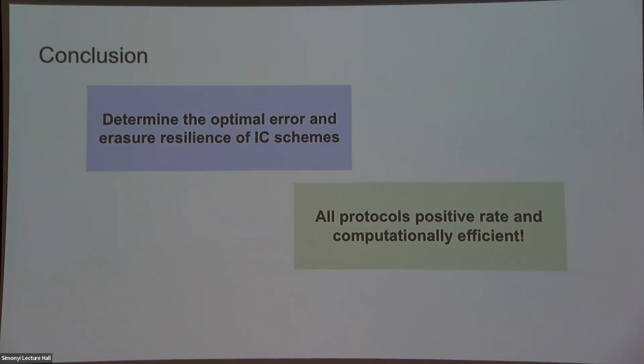So in our work, we were able to determine the optimal error and erasure resilience of interactive coding schemes. And we have positive rate and computational efficiency. I didn't really say why either of those hold, but for positive rate, you can do some modification with a tree code like structure. And for computational efficiency, you use a technique from Ghaffari and Haeupler in 2014, where they break down the protocol into small chunks, simulate them efficiently, and then patch them together. That's only needed because of the tree code. The issue with efficiency is that the tree code is exponentially hard to decode.